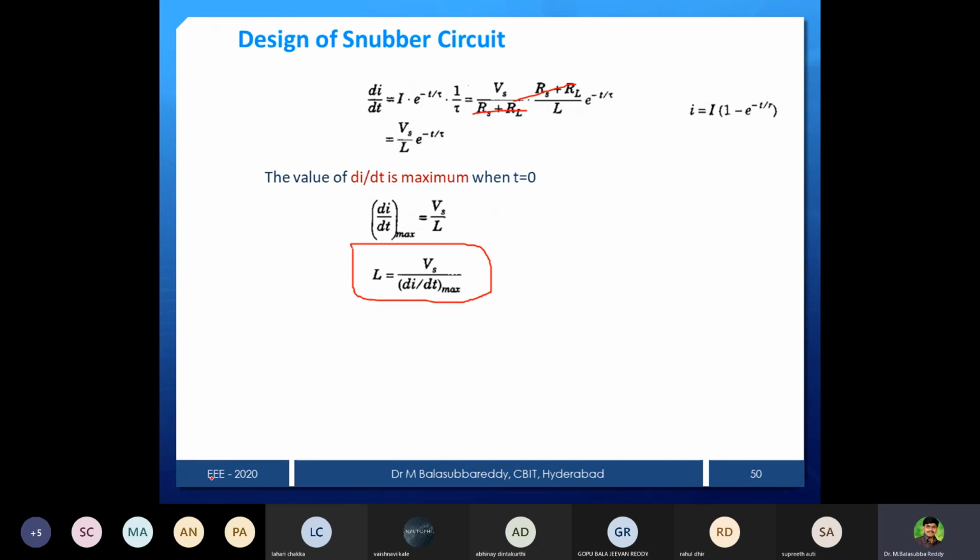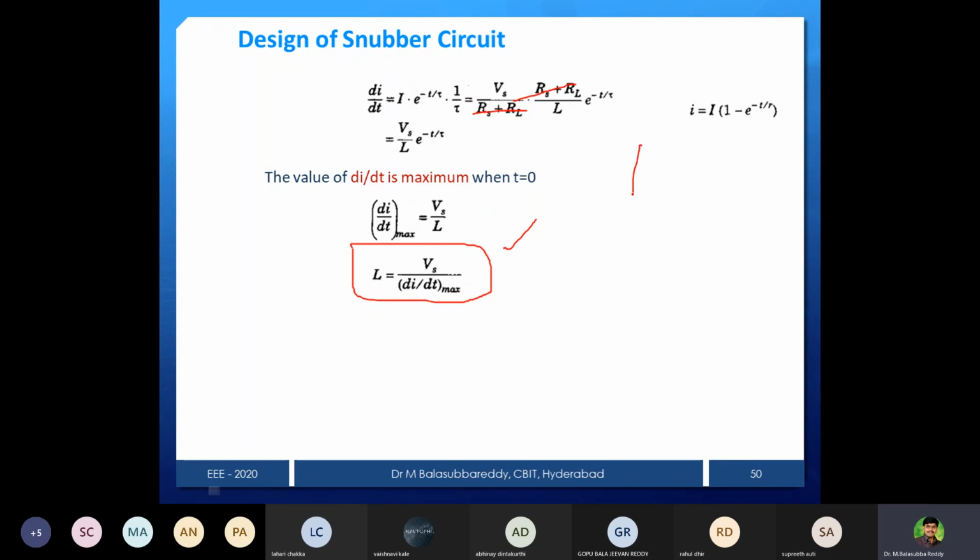Now how much L value you have to place is based on the rating of the SCR, that means the di by dt rating. Another one is the source, Vs, that means the supply voltage. Based on the supply voltage and the withstanding capacity of di by dt, we can easily derive the value of L. Now we got the L value, that is equal to Vs by di by dt max.